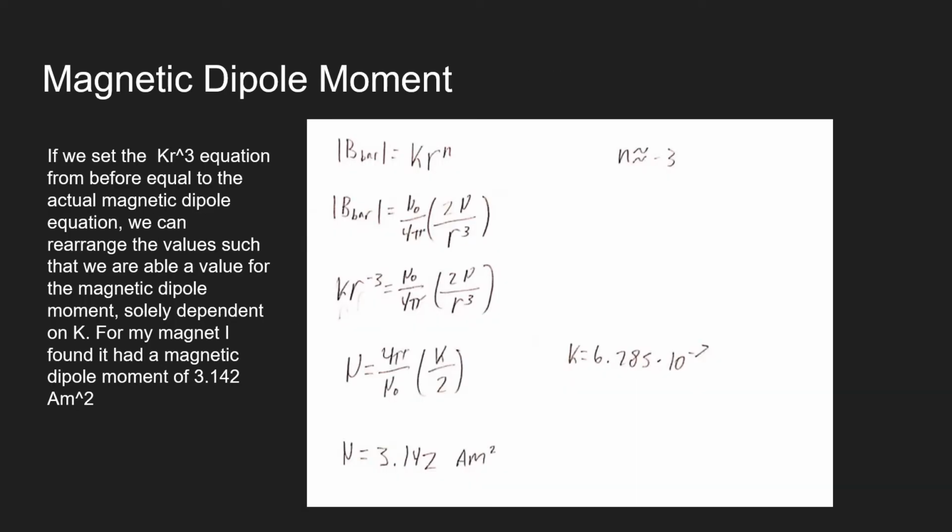As far as finding the dipole moment for our magnet, we can set our original equation of k times r to the power of n equal to the actual magnetic field equation for a bar magnet. Doing this allows us to eliminate the r's from the expressions, since our calculated value and theoretical value are nearly identical. Then it's simply a matter of rearranging the remaining items to give us an expression for mu, which in our case was found to have a strength of 3.142 amp meters squared.